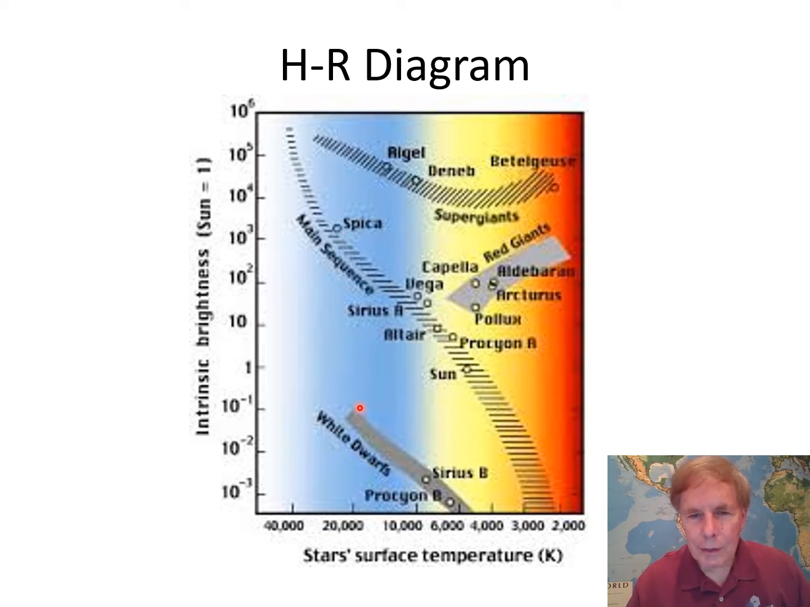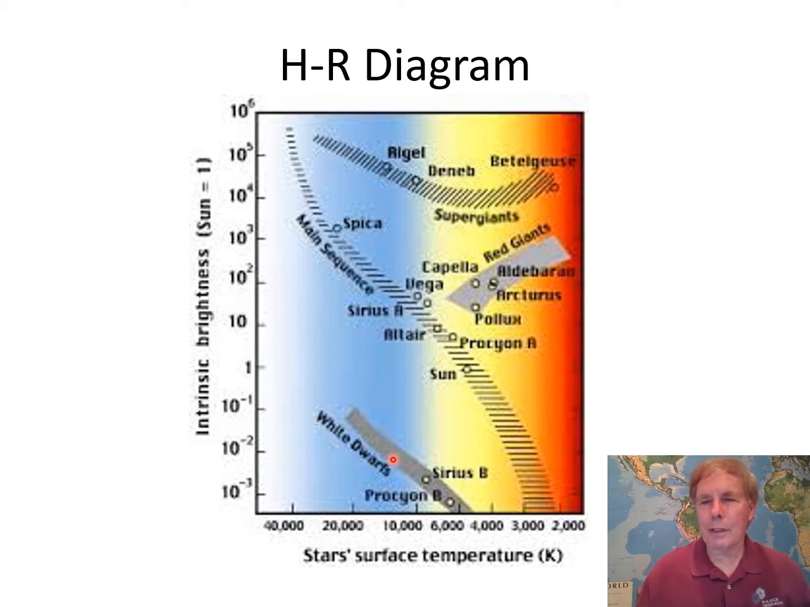Now, here's another arena inside the HR diagram. These are called white dwarfs. Make a note of this. White dwarfs don't burn anything. They're just cooling off. This is kind of a cemetery for sun-like stars. Someday the sun will be down here. White dwarfs are usually about the size of the Earth.